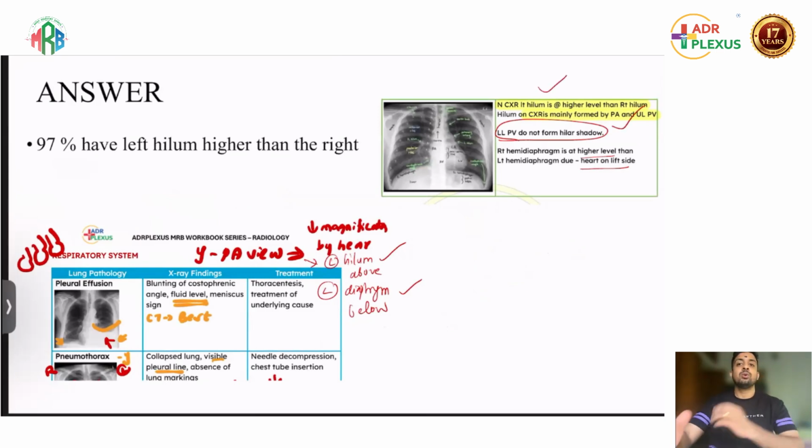Okay, so only 3 questions came. One question was regarding gadolinium and nephrogenic systemic fibrosis, a very easy one. Another question is about the classical ultrasound appearance of endometriotic cyst, which is filled with homogeneous low level echoes. And the final one was another basic anatomy as well as radiology related question, that is, what is the normal position of hilum? In 97% of the population, left hilum will be situated above the right hilum.